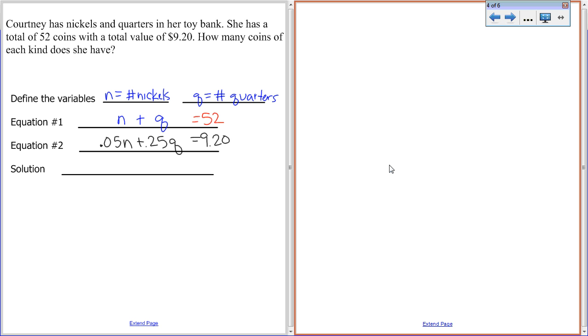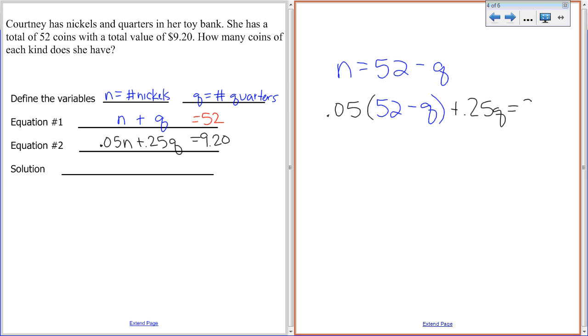Which equation would I solve for n or q in? The top one. So I'm just going to solve for n. So I'm going to have n is equal to 52 minus q. I subtract that q. This is going to get plugged in for n in the second equation. So I'm going to keep the 0.05. Remember, a nickel is 5 cents, guys. That's 5 pennies, so it has to be in the hundredths place. Times 52 minus q. And then I still have plus 0.25q is equal to 920.